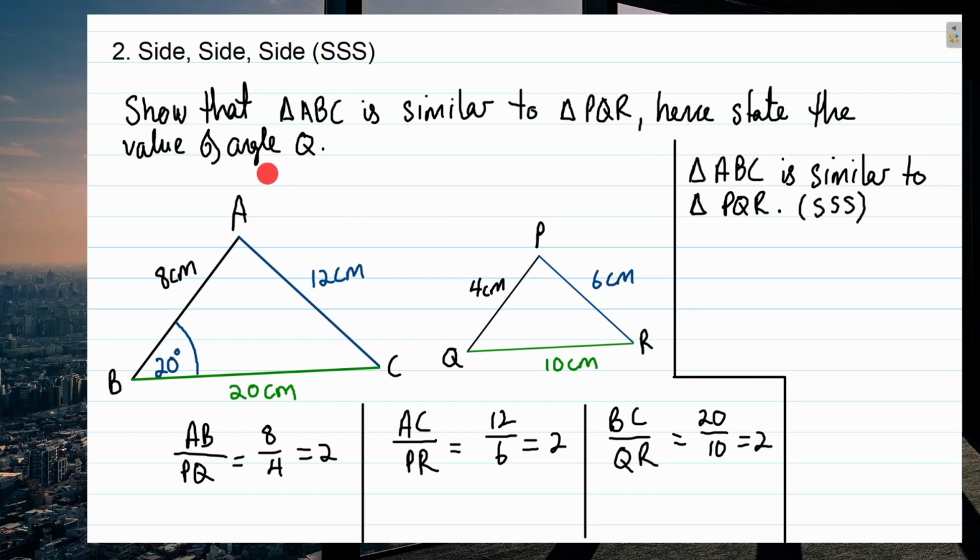Now to state the value of angle Q. So I'll draw a line from angle Q to see which side it touches. And angle Q is opposite PR, which is 6 centimeters. On triangle ABC, the corresponding side to PR would be AC. So if you draw a line from AC to see which angle it touches, it will touch angle B, which is 20 degrees. So the 20-degree angle is opposite to the side AC, which is 12 centimeters. Therefore, angle B would correspond to angle Q. Hence, angle Q would be equal to 20 degrees.